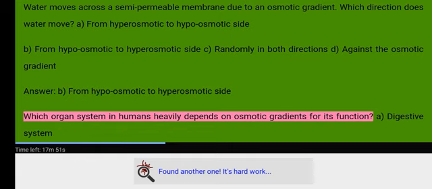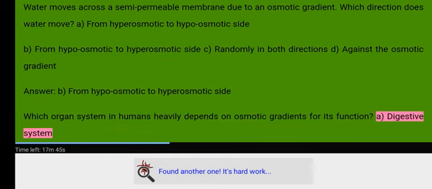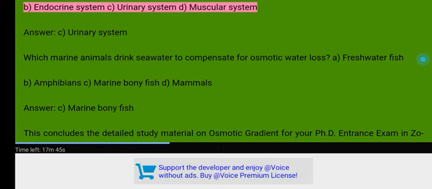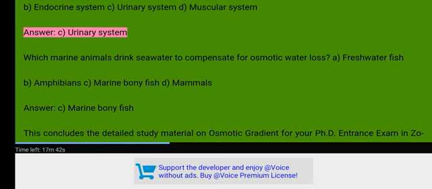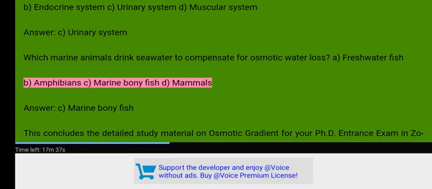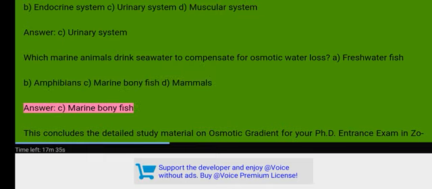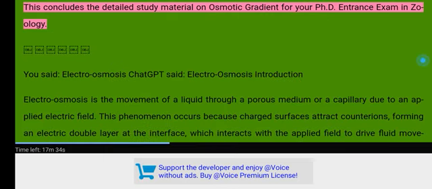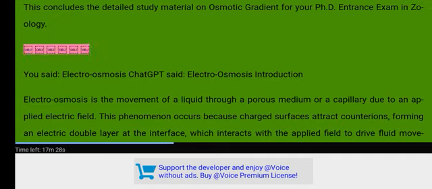Which organ system in humans heavily depends on osmotic gradients for its function? A. Digestive system. B. Endocrine system. C. Urinary system. D. Muscular system. Answer, C. Urinary system. Which marine animals drink seawater to compensate for osmotic water loss? A. Freshwater fish. B. Amphibians. C. Marine bony fish. D. Mammals. Answer, C. Marine bony fish. This concludes the detailed study material on osmotic gradient for your PhD entrance exam in zoology.